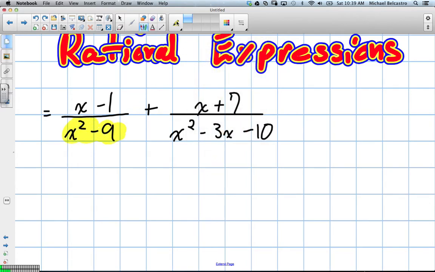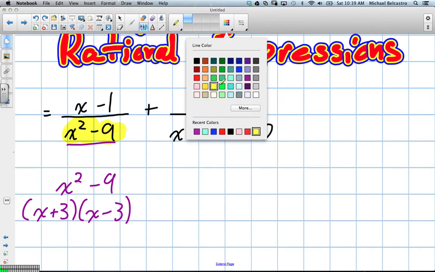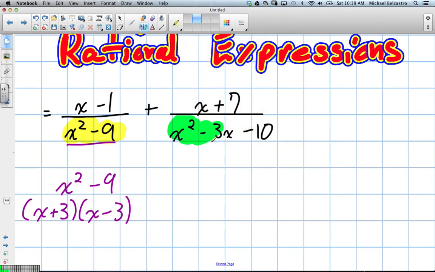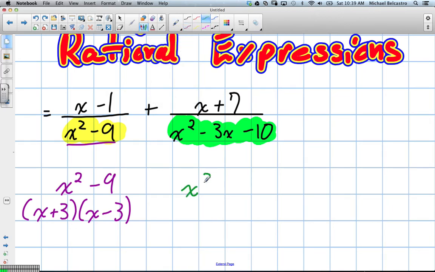Our x squared minus 9, do you know what type of factoring we can use to solve that? Difference of squares. Exactly. So x squared minus 9 is essentially just x plus 3, x minus 3. We square root the first and last value. And in our other one, we have a trinomial. So we need numbers that multiply to negative 10 and add to negative 3. Do you know what we can get? I think it should be x minus 5 and x plus 2.